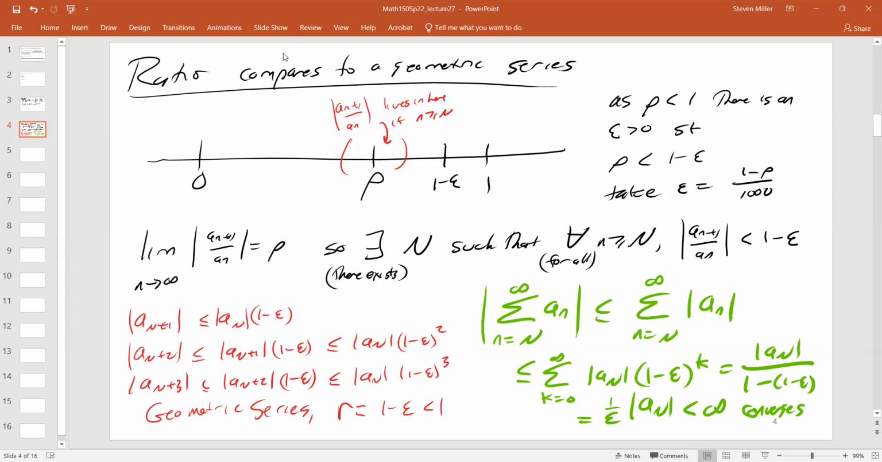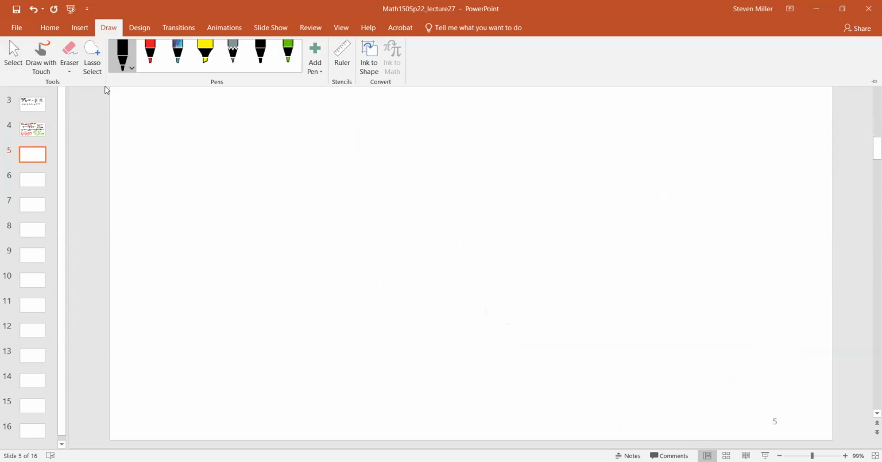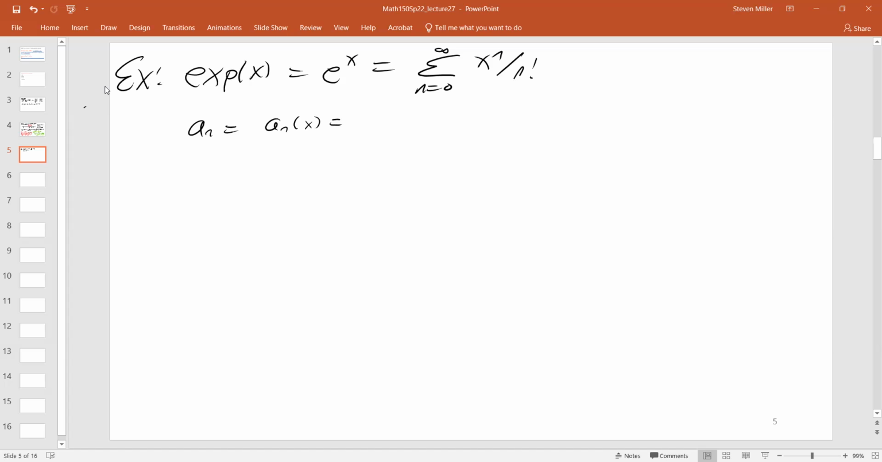Okay, so any questions about the ratio test? So now we just have to figure out how do we actually use it. So let's do an example. We know the function exponential x, often written as e to the x, is the sum, n goes from 0 to infinity of x to the n over n factorial. So what would an be for this? If you want, it's really an of x. What would it be for this series?